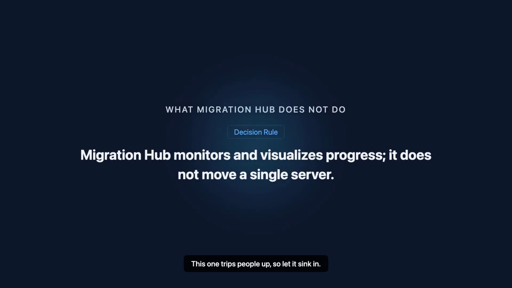This one trips people up, so let it sink in. Migration Hub monitors and visualizes progress. It does not move a single server or a single byte of data. A common wrong answer is to reach for Migration Hub when the scenario describes the actual move. The cue is simple. If the question says a single place to monitor migration status across tools, that's Hub. If it says move something, you need a different service, which is exactly where we're headed next.